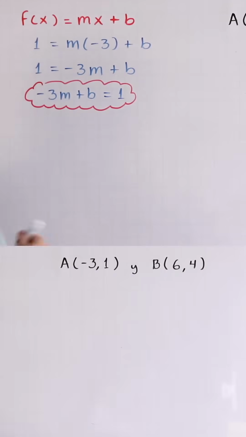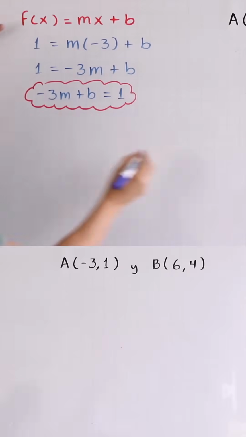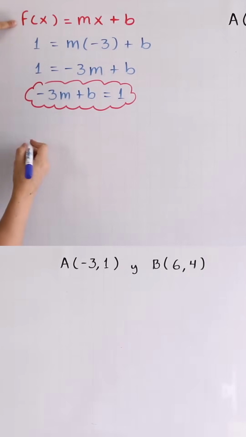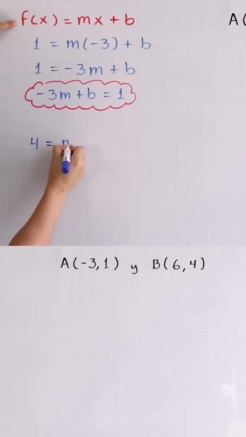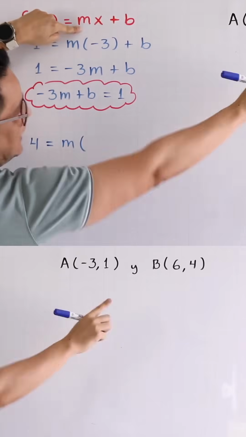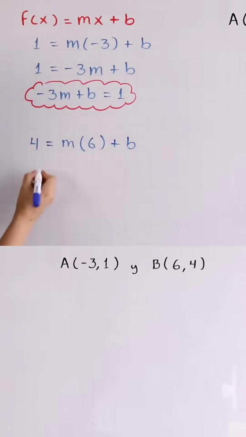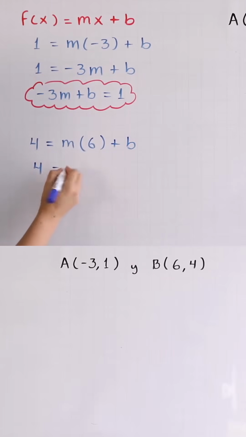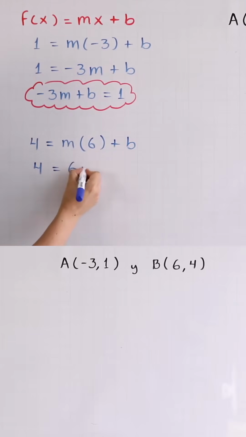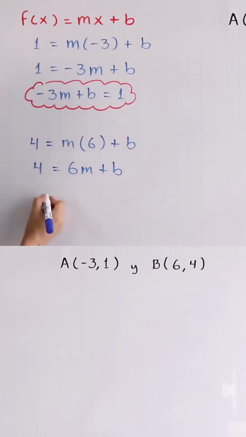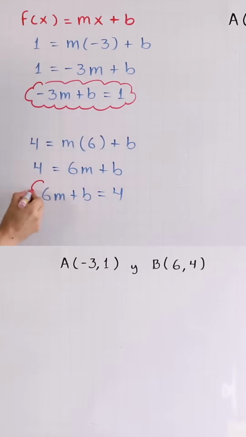All right, we do the same thing, but now with point B. So we write f(x), which in this case is equal to 4, equals m, which I don't know, times x, but x is 6. And to this, we're going to add b. Let's tidy this up a bit here. So I end up with 4 equals m times 6, which is 6m plus b. We rewrite it, and I end up with 6m plus b equals 4. Done. Now we have our second equation.